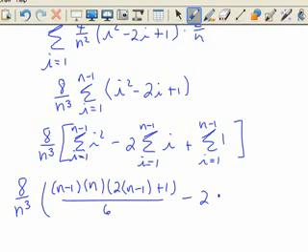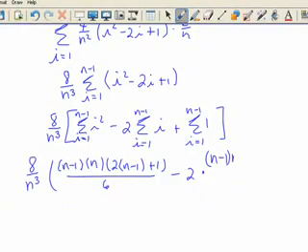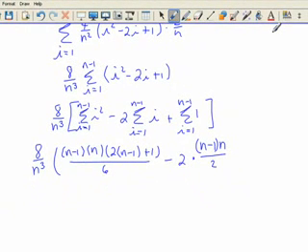Minus 2 times, and our formula for a sum of i is the upper limit times the upper limit plus 1, over 2. And then we'll have just n minus 1 at the end.